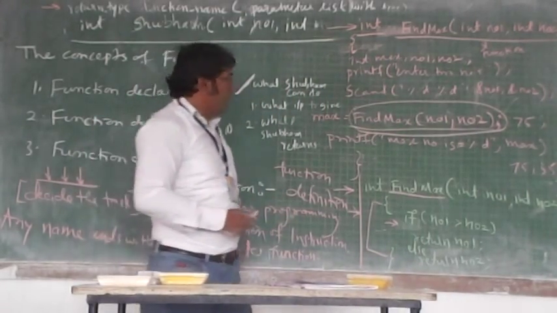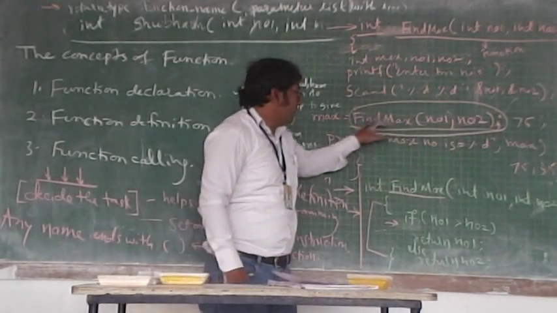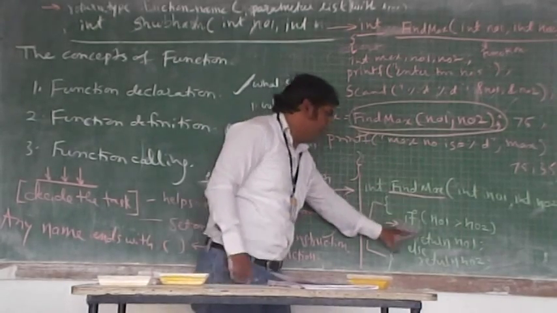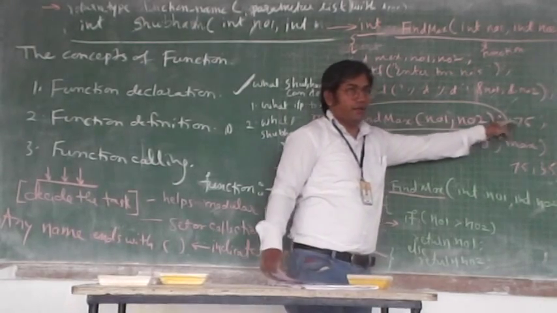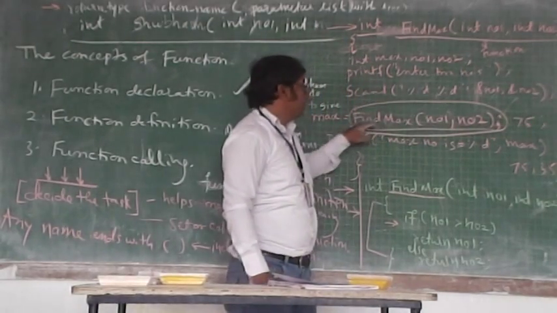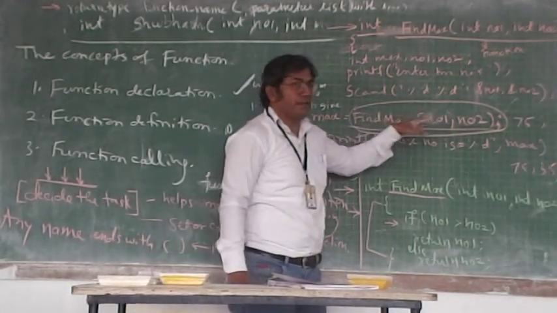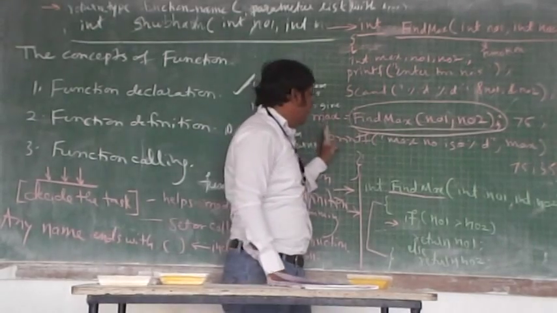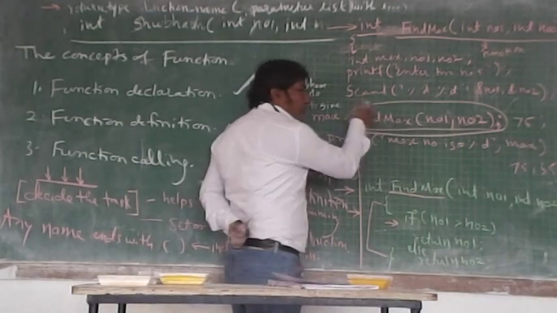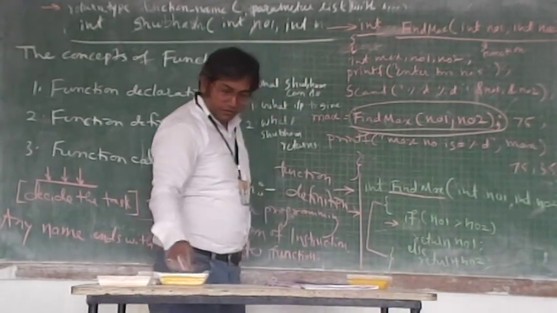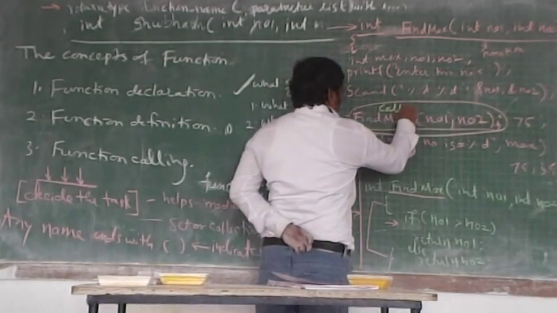How did we get 75? We got 75 after calling this find max function. Control went to here, calculated, returned, and the return value is reflected in place of this call, and the statement becomes max equal to 75. 75 will be assigned to max, and that max is exactly what you are predicting. So this mechanism is called a calling function. Okay, can you write it yourself? It is calling function.